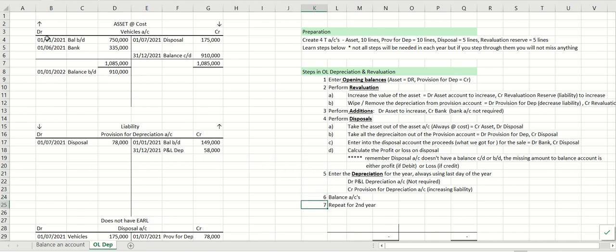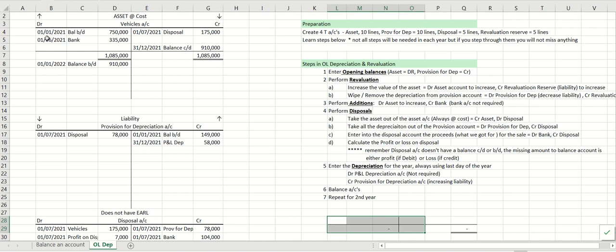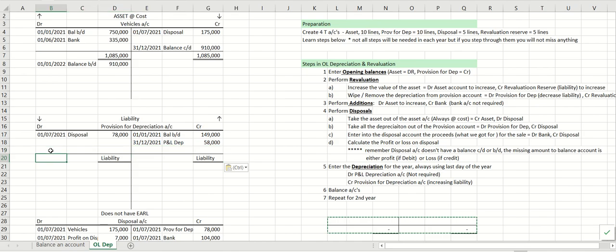We now need to balance the liability account, the provision for depreciation account. So again, we are going to add up both sides and decide which side is the biggest. So the biggest for us here is our credit side. Liabilities, usually it will be the credit side on a liability account. So the biggest is 207,000. So the side that is the biggest is going to be the total for both sides. Our balance c/d will be above the total on the smaller side, and it's going to be the difference between the big side minus the small side.